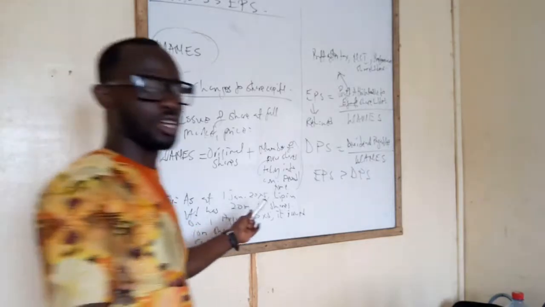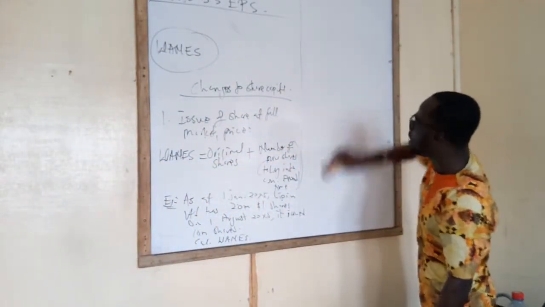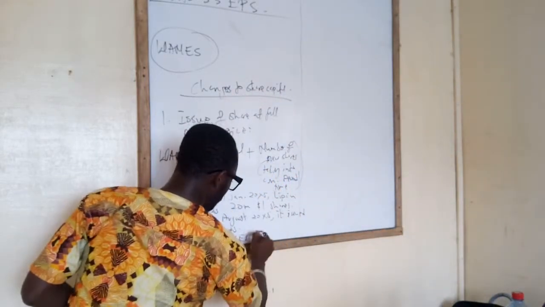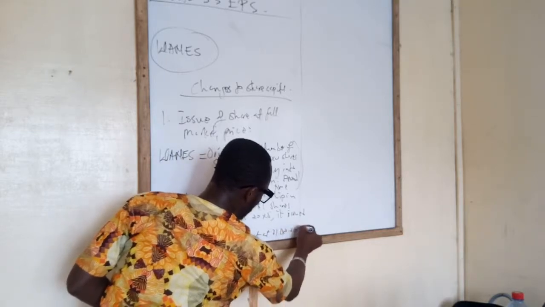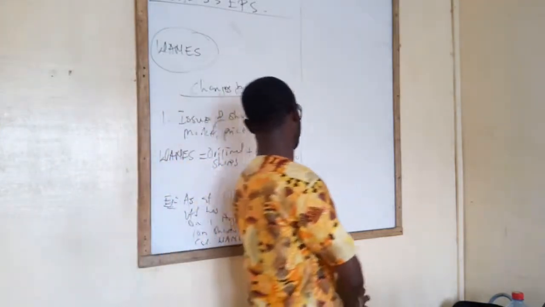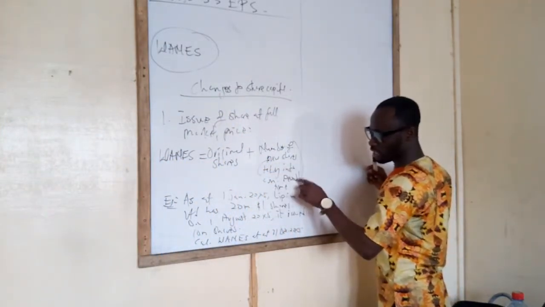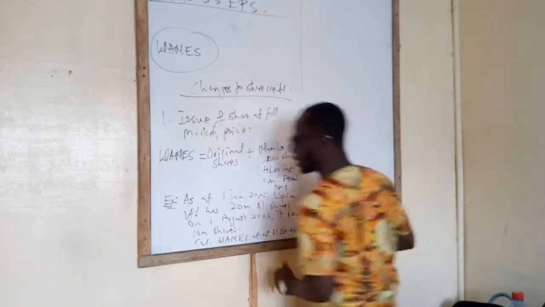So this is what we are talking about. If this is a question, what would you say is the number of equity shares as at the end of the year, as at 31st December 20X5? What will we get? The original shares by the number of what? But I put into bracket, taking into consideration what? The time period. So what does that mean here?